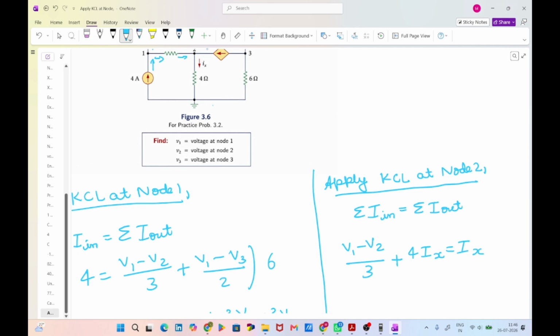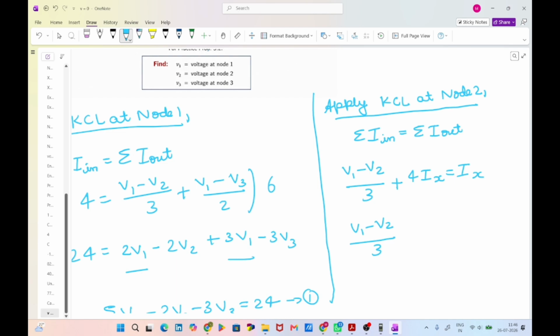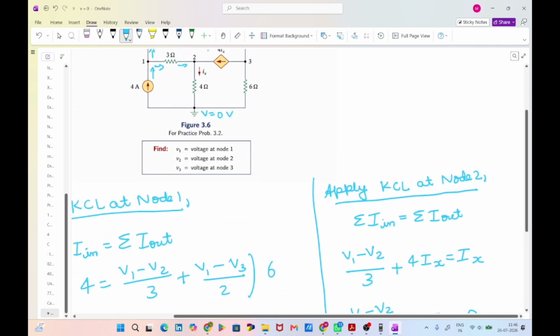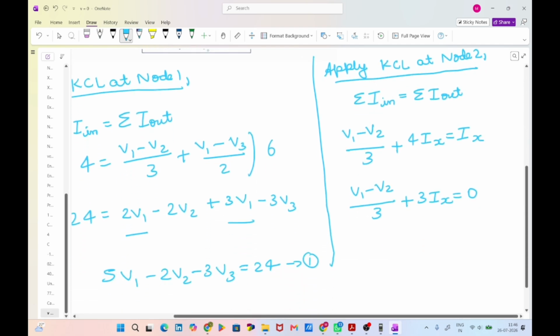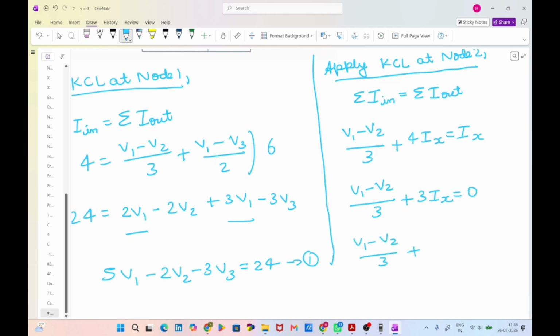Here it is grounded, so V is equal to 0 volt. Then let us write (V1 minus V2)/3. 4Ix minus Ix is equal to 3Ix, plus 3Ix equal to 0. We know that Ix will be equal to (V2 minus 0)/4, that is V2/4. So (V1 minus V2)/3 plus 3 times V2/4 is equal to 0.